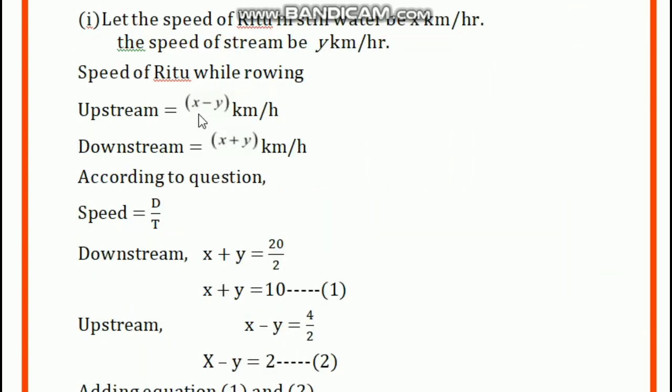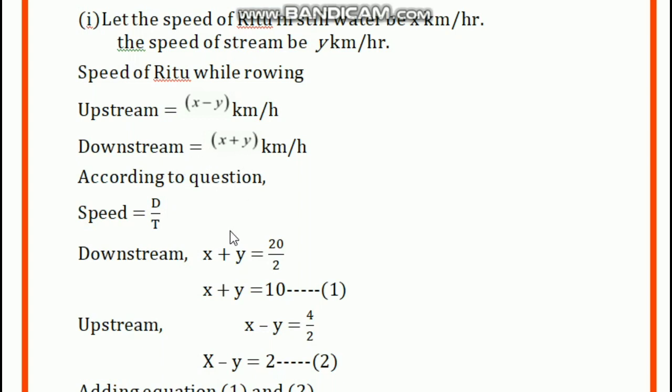So we know that x is the speed of Ritu and y is the current or stream. Already we know the condition: how to calculate the speed? Speed is equal to distance divided by time. See, downstream the speed is x plus y.